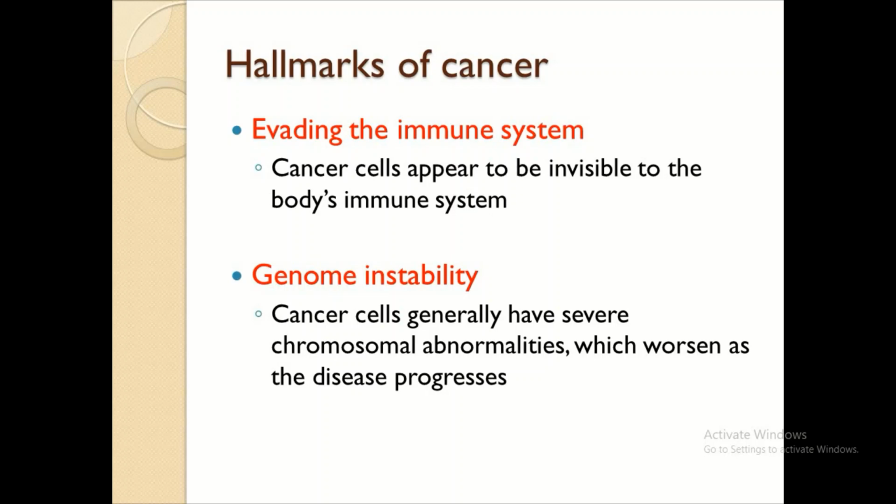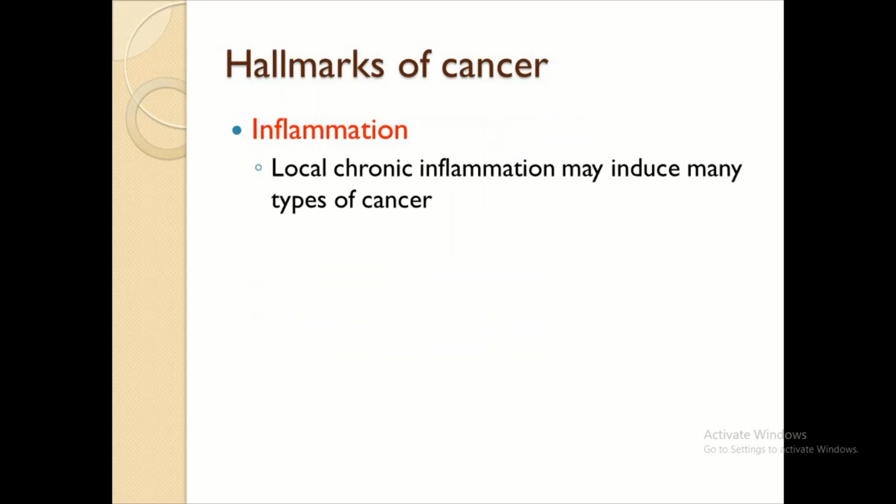So, evading of the immune system: cancer cells appear to be invisible to the body's immune system. So it escapes from the immune system, that's why it is able to grow. Another important hallmark is genomic instability. Cancer cells generally have severe chromosomal abnormality which worsens as the disease progresses. And inflammation: local chronic inflammation may induce many types of cancer.